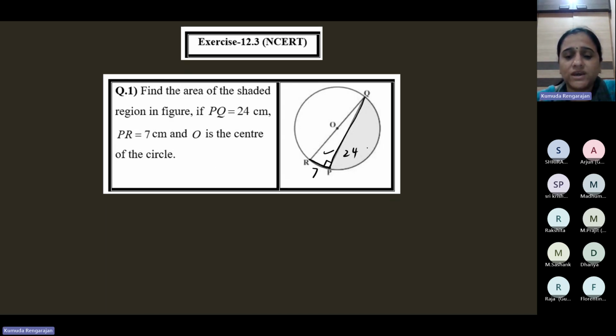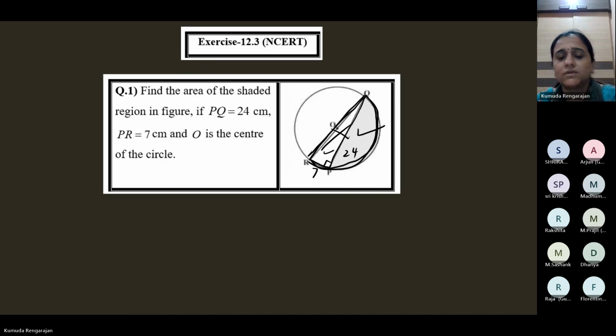Now the idea to find the area of the shaded region is area of the semicircle. See, this one is a semicircle. Area of the semicircle minus, if you take away the area of the triangle, you will get the area of the shaded region. From the area of the semicircle, if you subtract the area of the triangle, you will get the area of the shaded region.